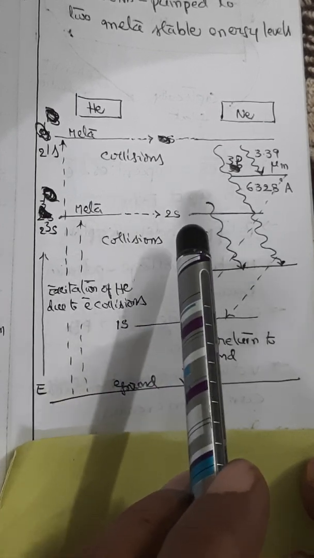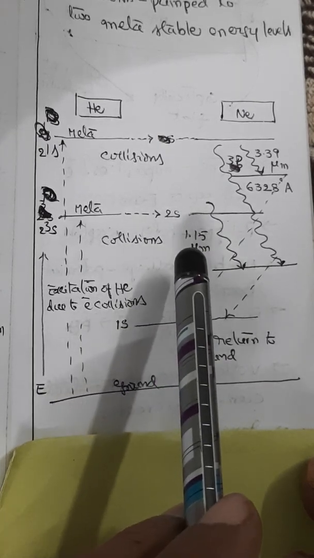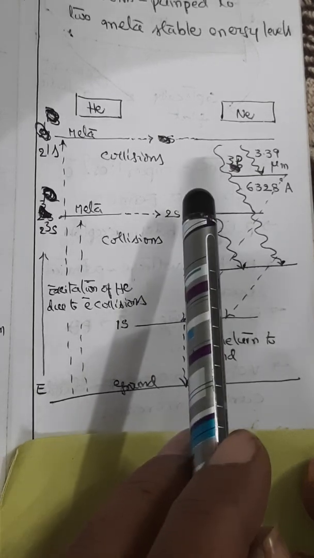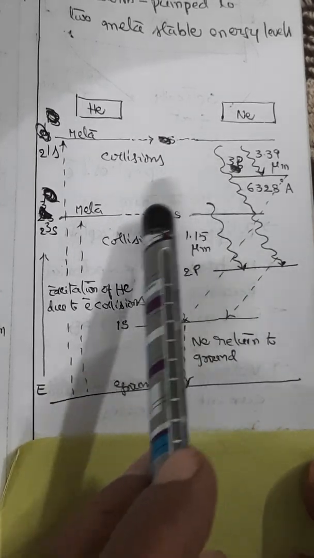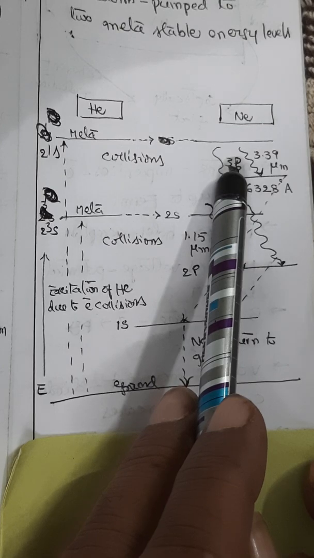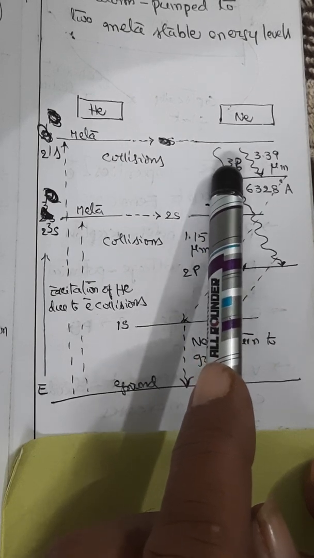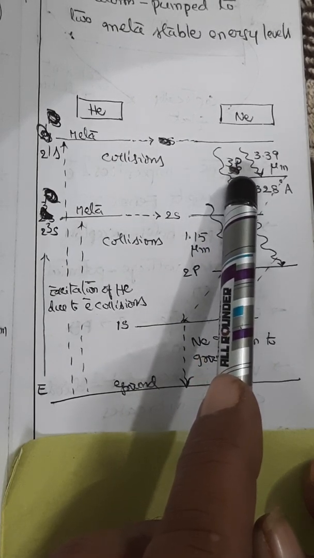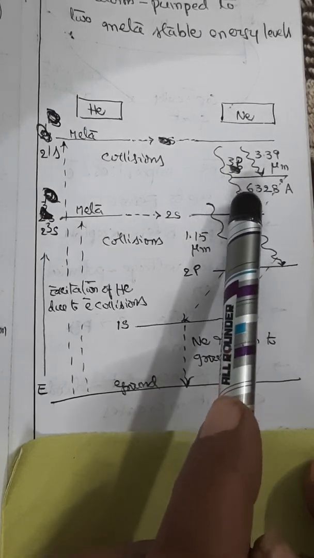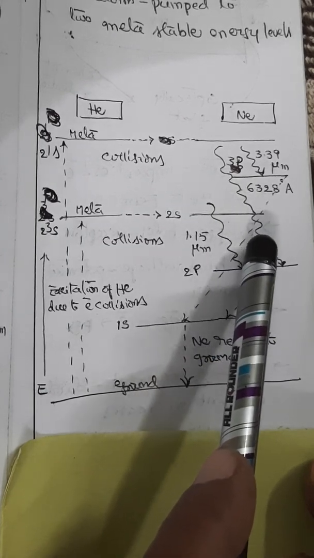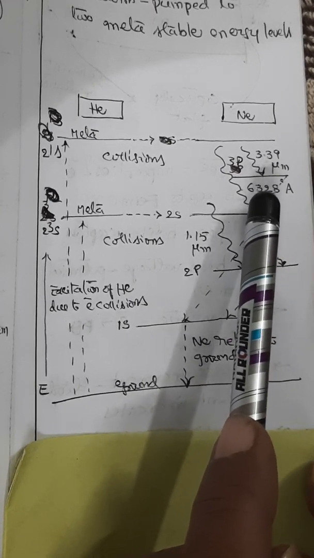The excited neon atoms transit to lower states in three different ways, leading to three lines of different wavelengths. First one is transition from 3s level to 3p level. This is 3s and this is 3p. This is in the infrared region. Second type of transition is from 3s level to 2p level, giving rise to visible radiation.